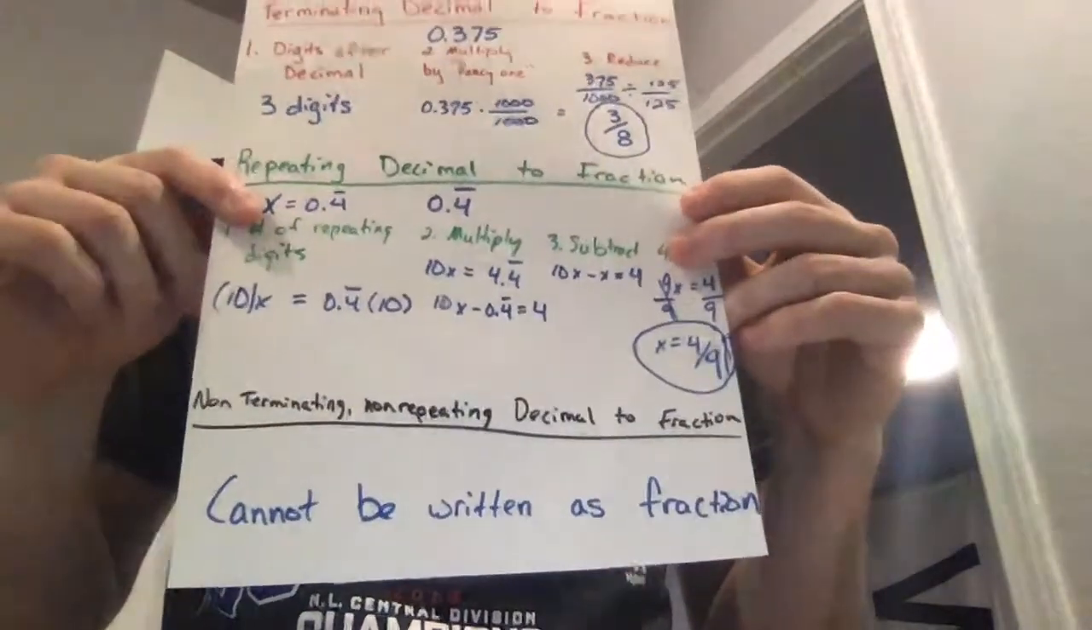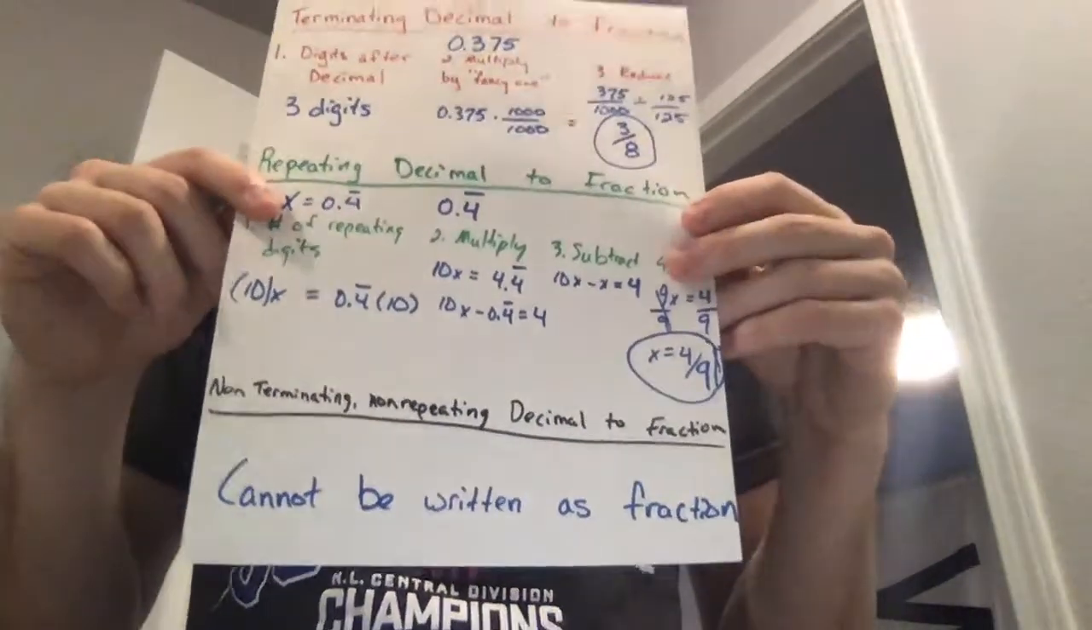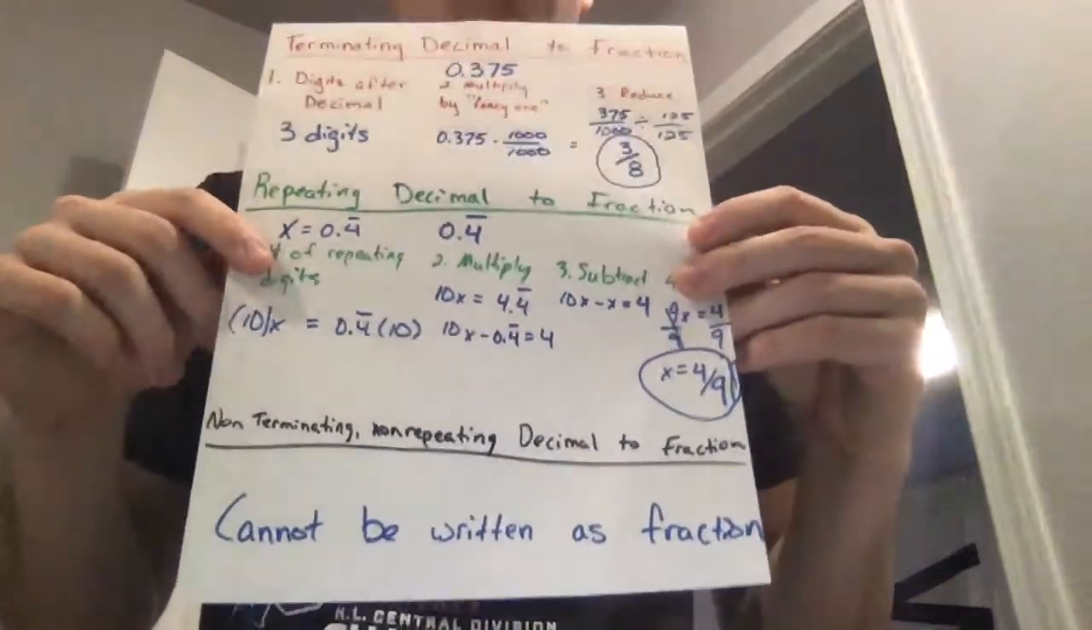And for the last part, non-terminating, non-repeating decimals to a fraction: these cannot be written as a fraction. So you will just keep those as a decimal.